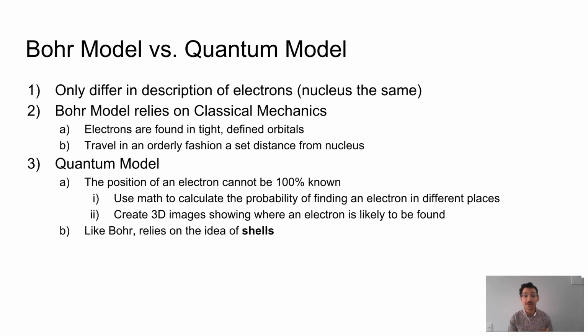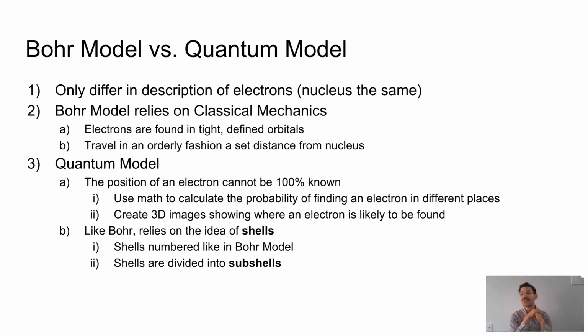Like the Bohr model, the quantum model still relies on shells. And our shells are numbered just like they are in the Bohr model, and they hold the same number of electrons just like in the Bohr model. The difference here is that our shells are going to be chopped up and divided into subshells. It's a pretty good name. So we have different types of subshells, which we'll talk more about.